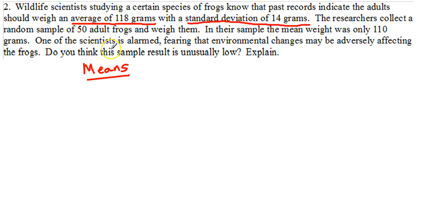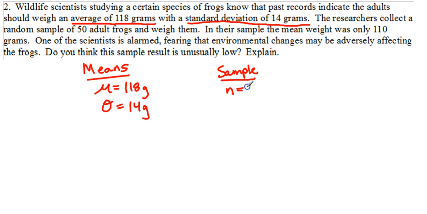What they told us was that the population mean is expected to be 118 grams. We use mu to represent the population mean. They also told us that the population standard deviation is expected to be right around 14 grams. That's the information we have so far. Researchers collect a random sample of 50 adult frogs and weigh them, so n equals 50, and the mean weight, or x-bar, is 110 grams.